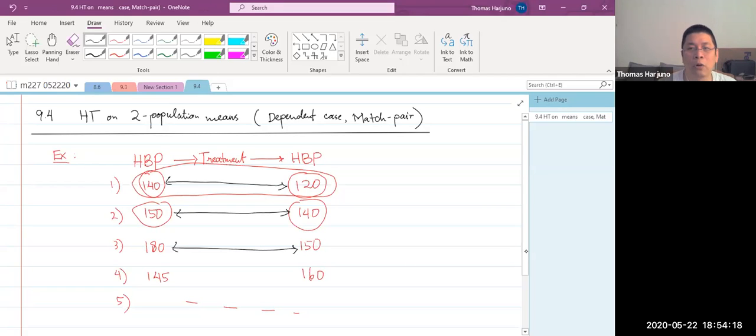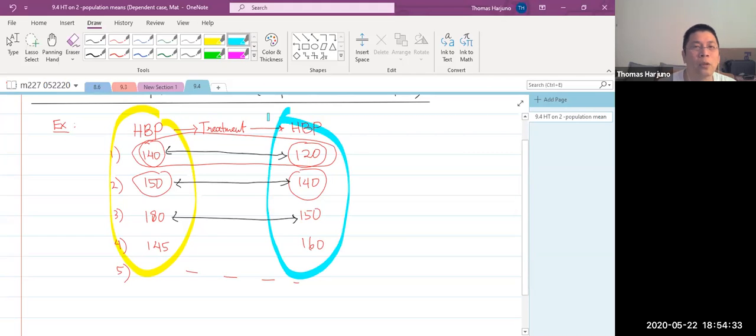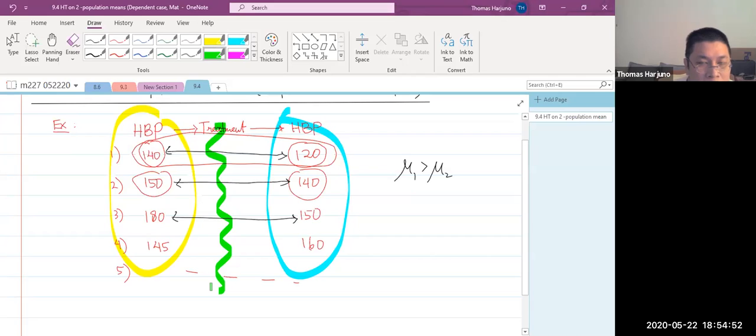Okay, so later on, you will get the data from here, from the first group, and you will get the data from the second group. We will still test the same thing, though. We will still test is mu1, for example, greater than mu2, which is the conclusion we will get if the treatment is actually effective. So you see, this treatment separates before and after treatment.